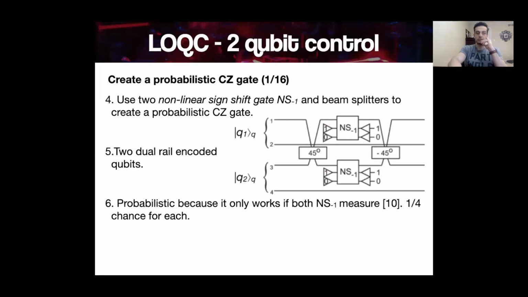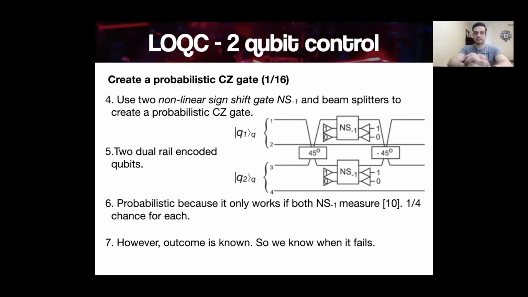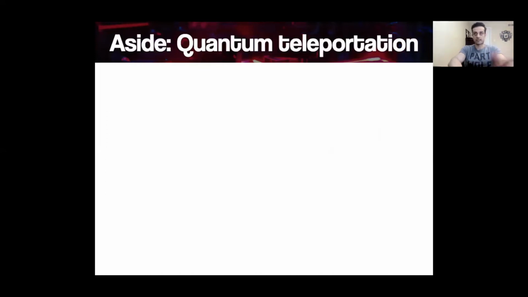So we have our 2 dual rail encoded qubits. And it's probabilistic because it only works if both of them measure 1 and then 0. So, like I said, there's a 1 in 4 chance for each of these. So in total, we have a 1 in 16 chance. But at least we know when it fails. So as it is, a controlled Z gate that works 1 in every 16 times isn't going to help us. But we can make it useful with the aid of quantum teleportation.